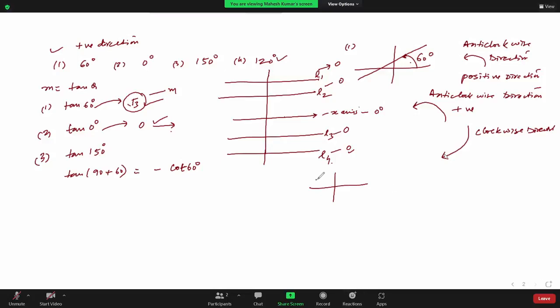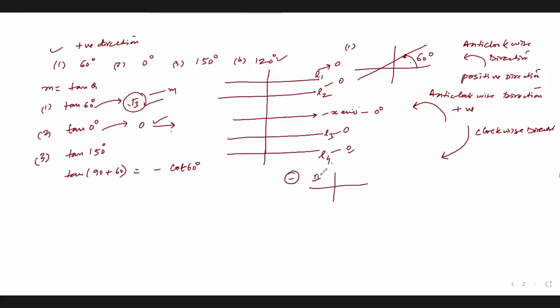Tan 90 plus 60 will be equal to minus cot 60. As you know, according to the trigonometric rule, tan of an angle in the second quadrant is always a negative one. In the first quadrant it is positive, in the third quadrant it is also positive, and in the fourth quadrant it is again negative.